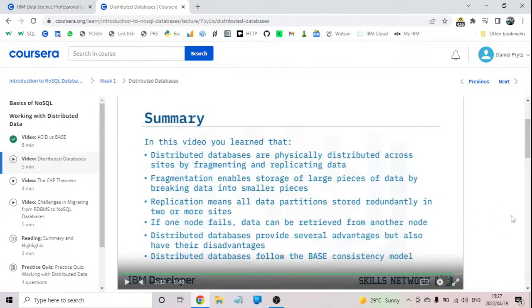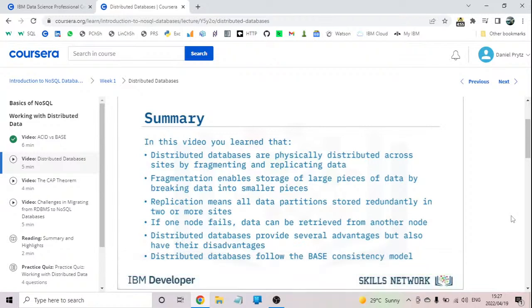So in this summary, in this video, you learned that distributed databases are physically distributed across sites by fragmenting and replicating data. Distributed databases are physically distributed across sites by fragmenting and partitioning data. Oh, so fragmenting and replicating data.